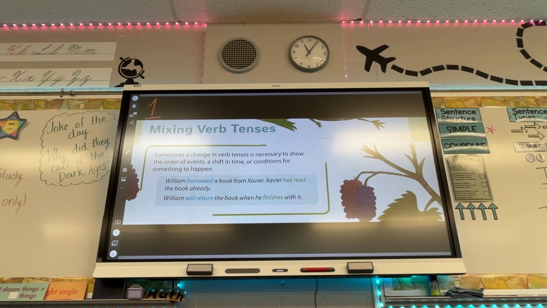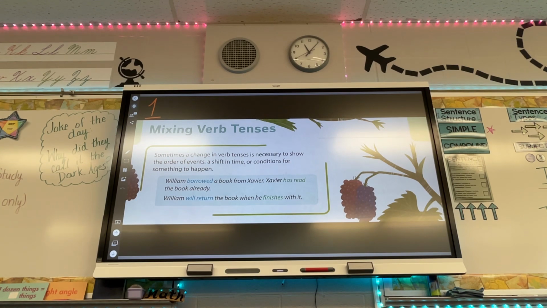Or if we have conditions for something to happen. So for this to happen, this needs to happen. And that would be in present or future tense. So those are the times where we can switch tenses and it be okay. Usually that will be when we're writing a story or writing a paper in class, okay? And it will just depend on what your story or your paper is about, and to make it make sense, you would switch tenses.